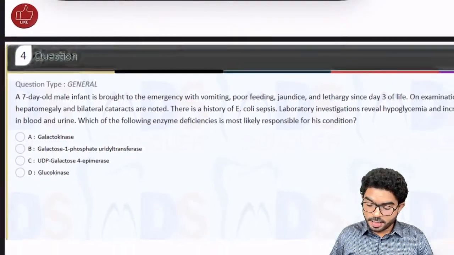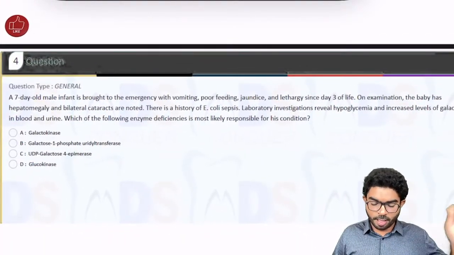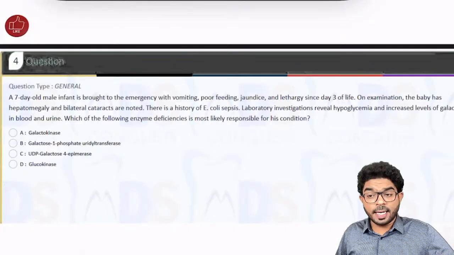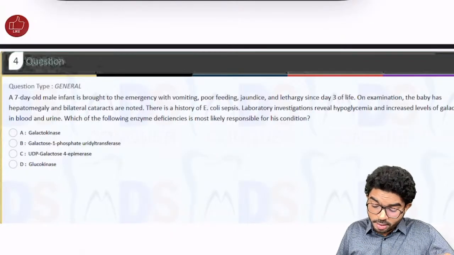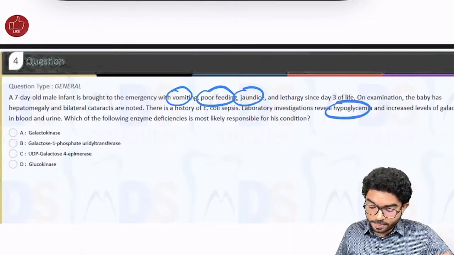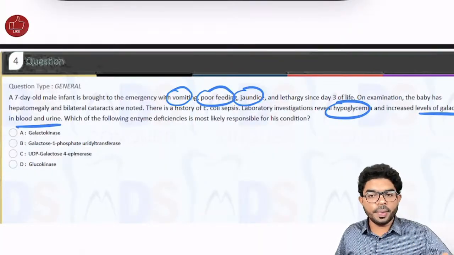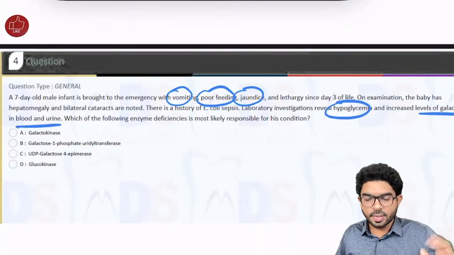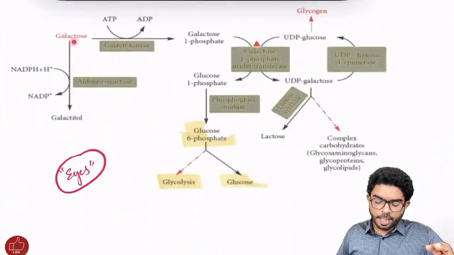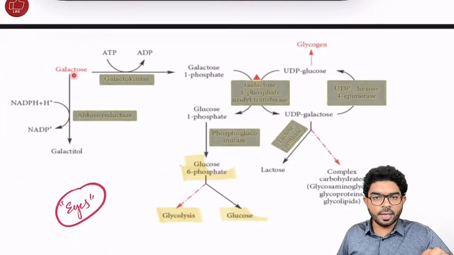Next comes, okay, before we go into this particular condition, the main things mentioned here are jaundice, vomiting, poor feeding, hypoglycemia, and an increase in galactose in the blood and urine. It is giving a hint that it is galactosemia. Okay, so now I'll be talking a little about the metabolism of galactose.